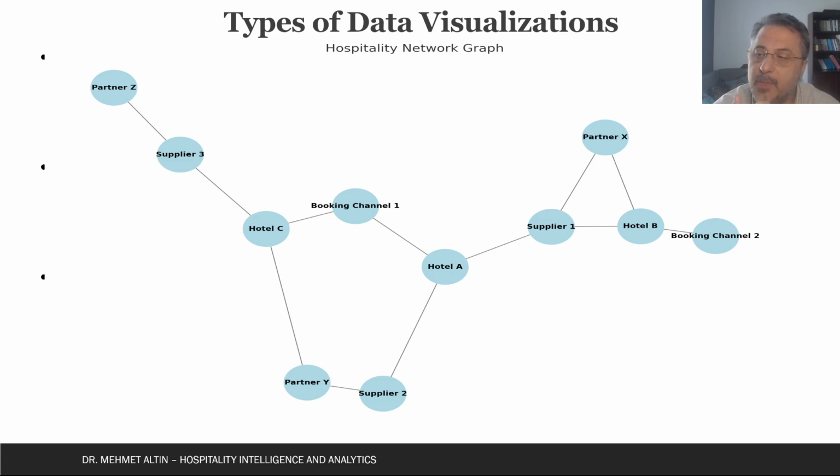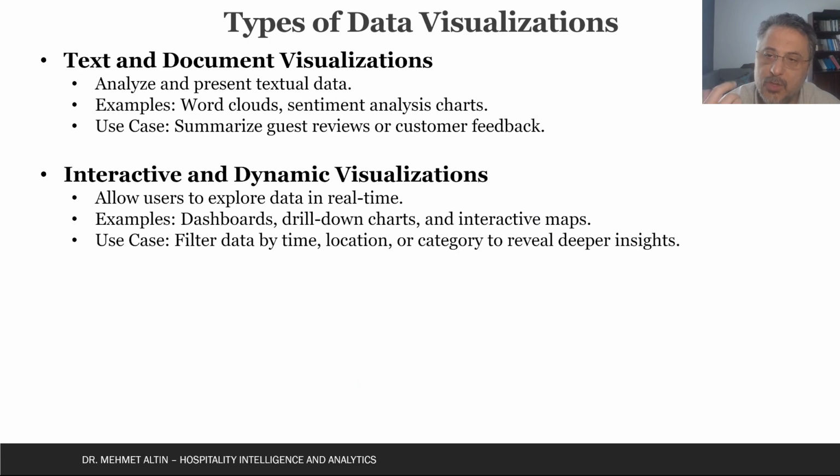A network graph might show the connection between suppliers, partners, or booking channels. That helps managers to understand complex businesses and relationships. Basically, in the end, it depends on what you need, right?